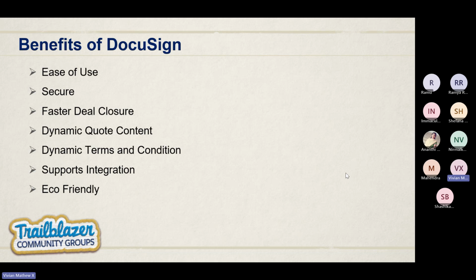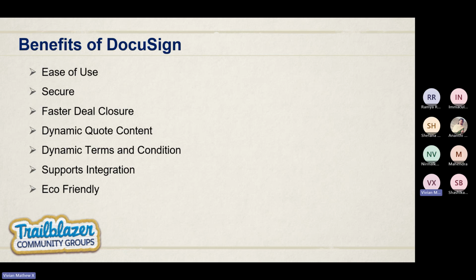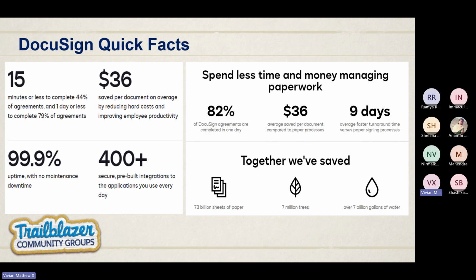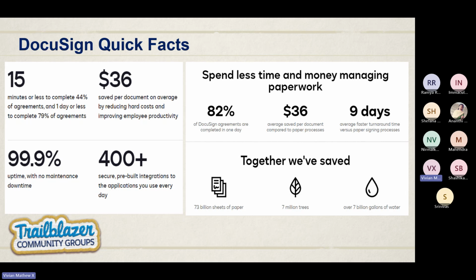And a bigger impact is that it is also eco-friendly because it saves around 7 billion trees from being cut and made into papers. So here are some quick facts that DocuSign claims, some benefits that are being added on top of it. As you can see, it takes around 15 minutes or less to complete around 44 percent of the documents that are available. And 82% of the DocuSign agreements have been completed in a day.